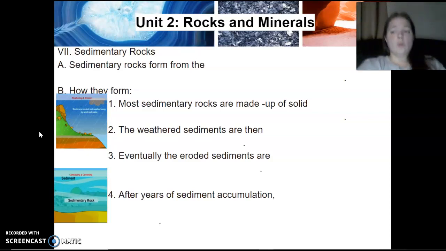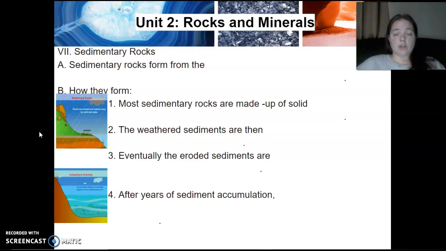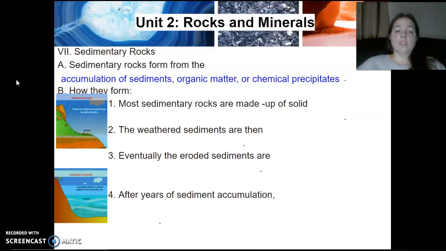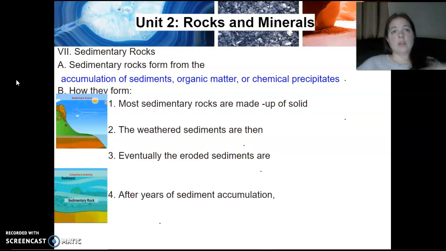Continuing on, we are looking at sedimentary rocks. So we just finished minerals and igneous rocks. Now we're doing sedimentary. So what is a sedimentary rock? Well, they're formed from accumulation of sediments, organic matter, or chemical precipitates. How they form: if you remember, minerals make up rocks. Igneous rocks form by cooling and solidification.